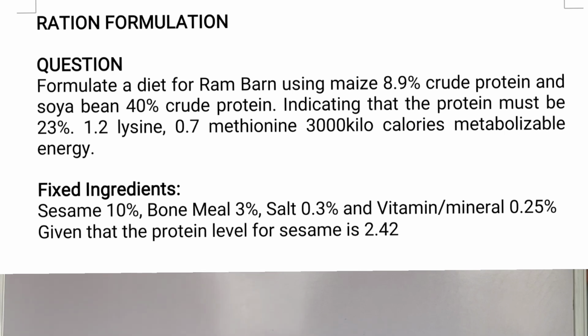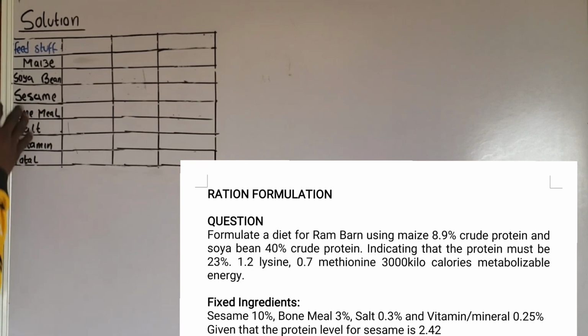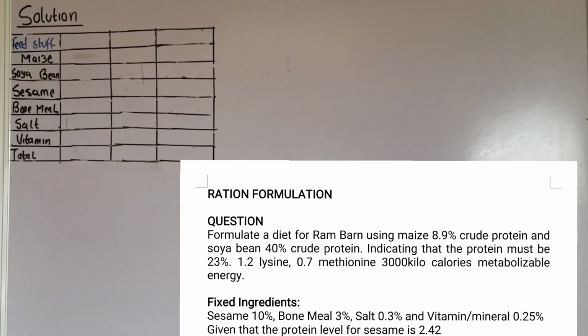Now, the first step is that we have to prepare the table, okay? The table will contain the parameters that we've been given in the question. On this table, I have the feedstuff. You know that in the question, we are given that we should formulate a diet for ram band using maize. So the first feedstuff is maize. The second is soya beans. And we have sesame, which is part of the ingredients that we are given. We have bone meal, we have salt, we have vitamin.